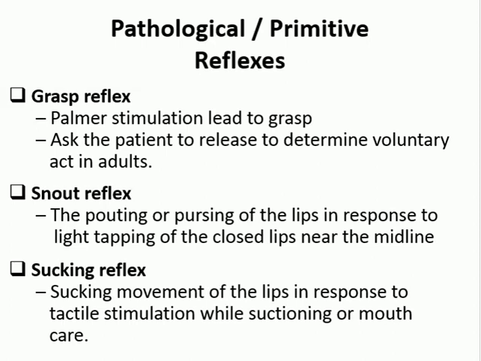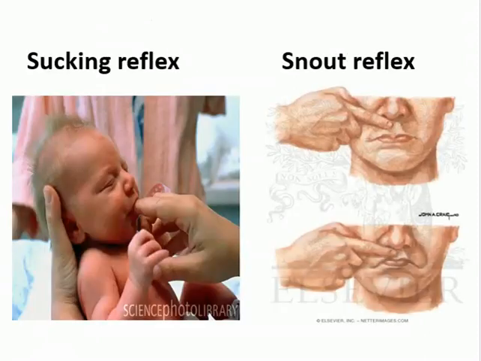Pathological primitive reflexes. These involve, first, the grasp reflex: palmar stimulation leads to grasp. Ask the patient to release; it is determined by voluntary act in adults. Snout reflex: a pouting or pursing of the lips in response to light tapping of the closed lips near the midline. Sucking reflex: sucking movement of the lips in response to tactile stimulation while suctioning or mouth care. These are primitively present in a newborn: the sucking reflex and snout reflex.